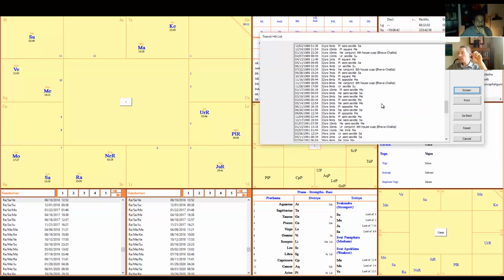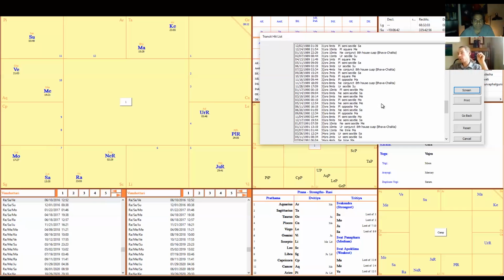Okay. So, you know, we have the 16 Tajika yogas, like the applying and separating yogas. Those are based on these orbs. Okay. And these are the very orbs Western astrologers used to use too. And they come from the Tajikas.